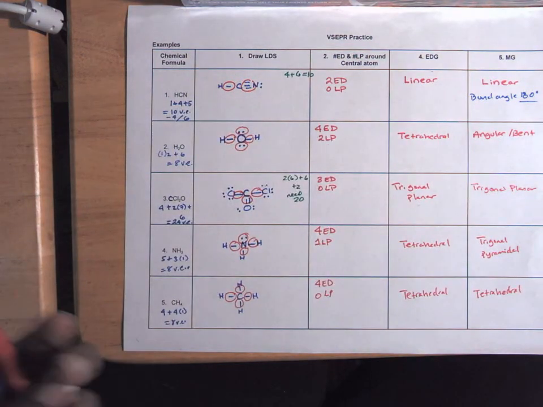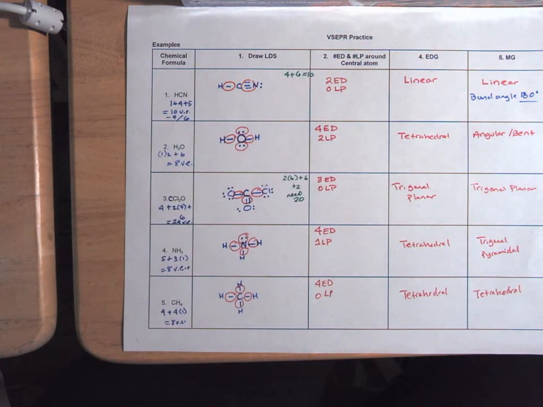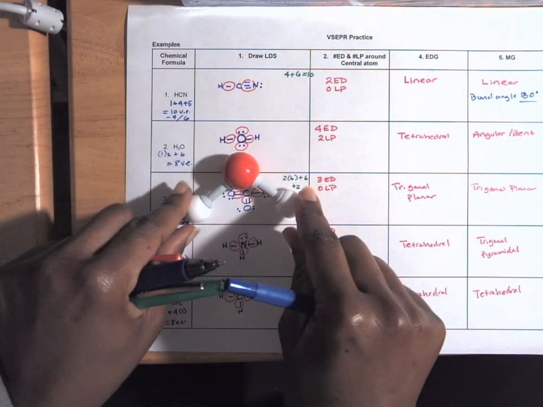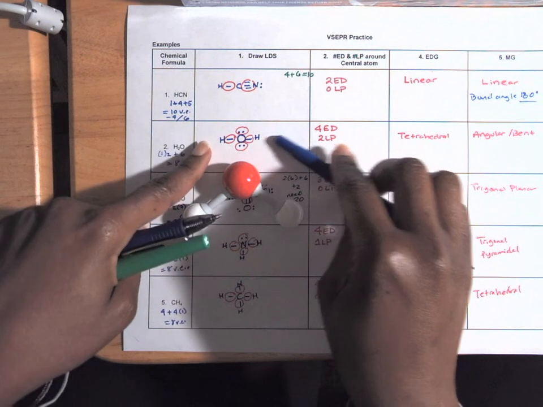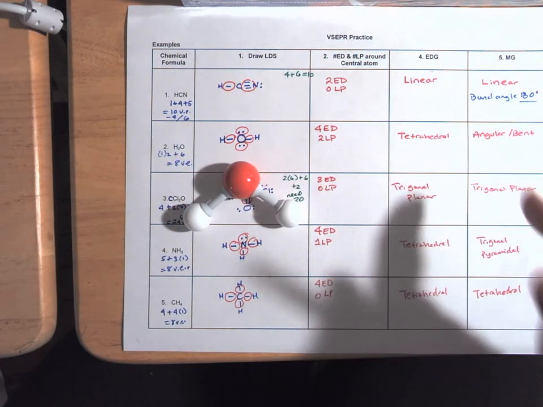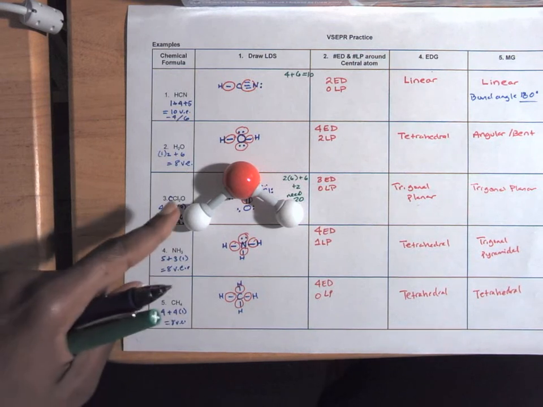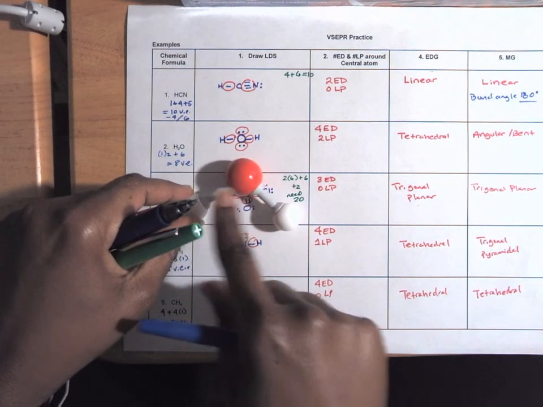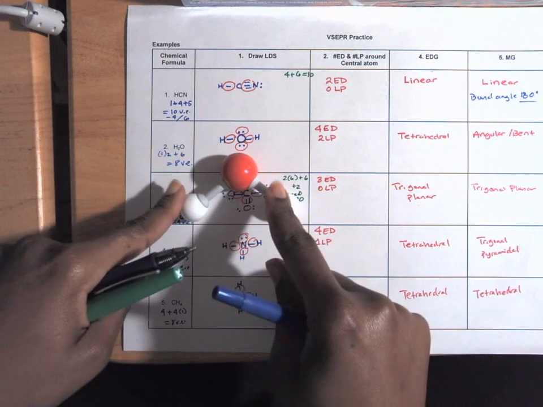All right, now let's take a look at water. Here is water. So this is the model for water. Notice how the Lewis dot structure looks like it's linear. So you would think, oh, it's linear, it's going to have a bond angle of 180. It doesn't. So an angular shape will definitely have a bond angle of less than 180. But what's the actual bond angle?